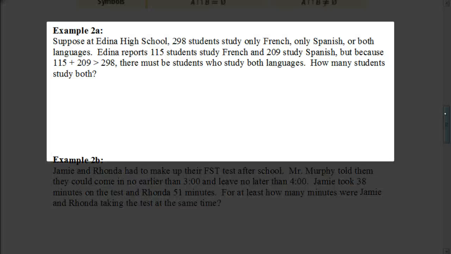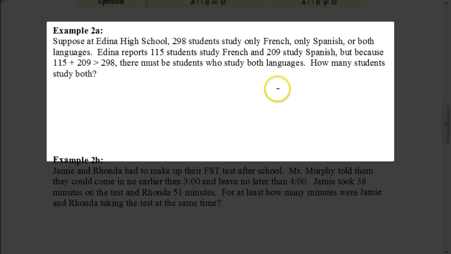It says, suppose at Edina High School, 298 students study only French, only Spanish, or both languages. Edina reports that there are 115 students that study French and 209 students study Spanish. But because 115 plus 209 is more than 298, there must be students who study both languages. Our goal is to figure out how many students study both. Let's look at a diagram here to help us out.